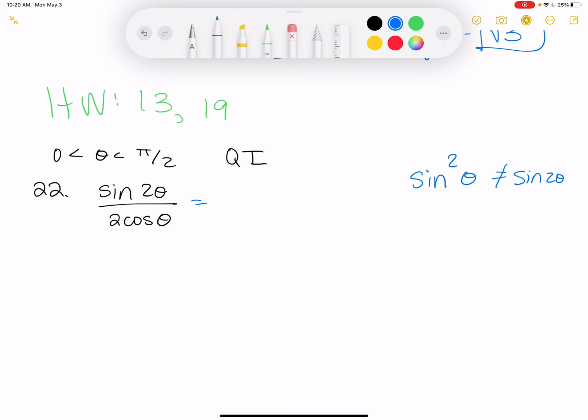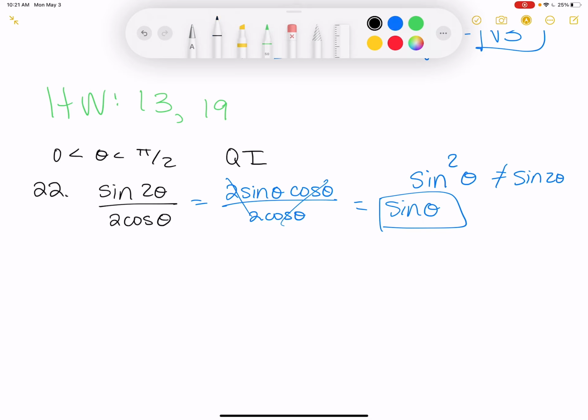It's 2 sine A times cosine A. Yes, 2 sine theta cosine theta divided by 2 cosine theta. It's a formula that I gave in the beginning of the notes. All right, so then stuff cancels. 2's cancel, cosines cancel, leaving me with sine theta. Is that it? Yep. That wasn't terrible, but I know that it always gets harder.